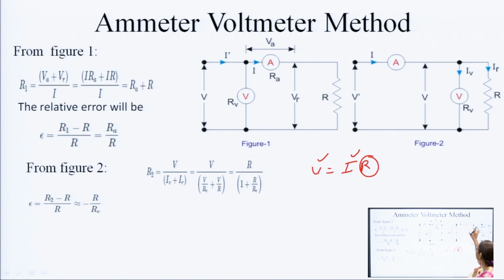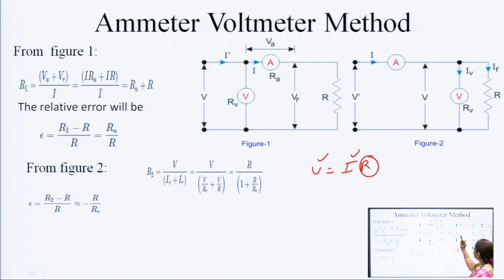So, in this ammeter-voltmeter method, we connect the ammeter to the supply voltage, and then we put the voltmeter across the resistance. Here we can see the current is flowing through the ammeter and then the voltmeter and the resistance. The current flowing through the ammeter is divided into two parts, IV and IR.